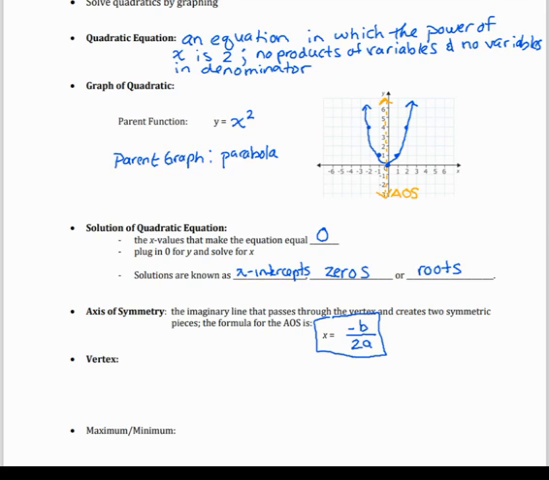Now that we have the axis of symmetry, let's talk more about our vertex. Remember, the vertex now is the point at which the axis of symmetry passes through. And again, I'll use AOS for axis of symmetry. Recall it is either the highest or lowest point of our parabola.